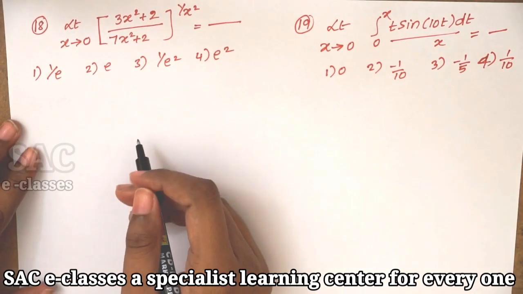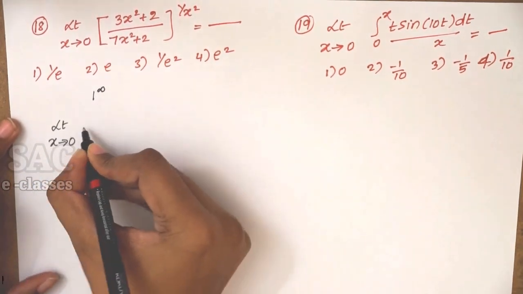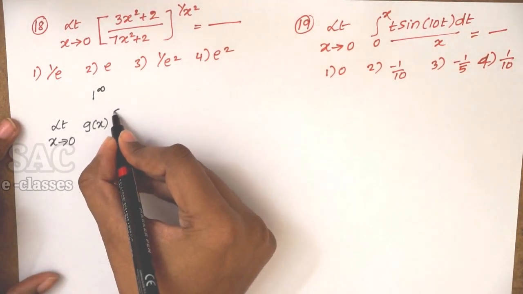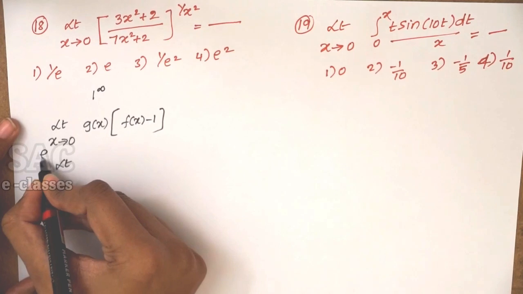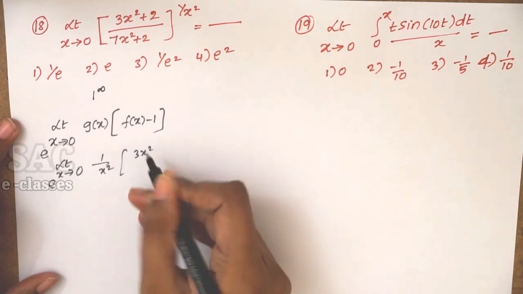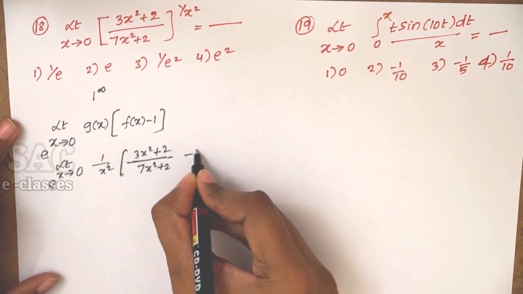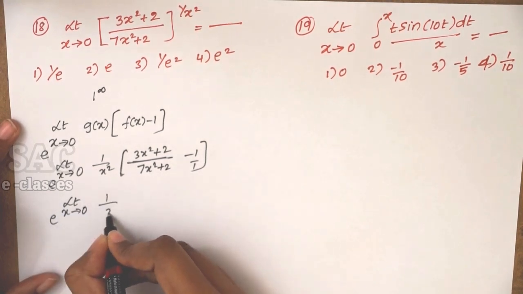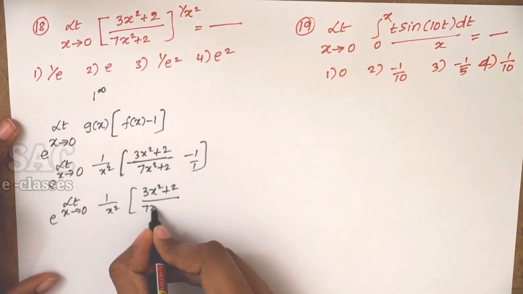Look at problem number 18. It is exactly looking like 1 power infinity form. So we know in what way we can do that. Limit x tends to 0, g of x into (f of x minus 1) form. So e power limit x tends to 0, 1 by x square, (3x square plus 2) by (7x square plus 2) minus 1.